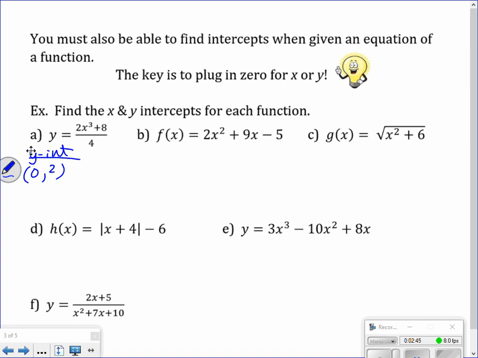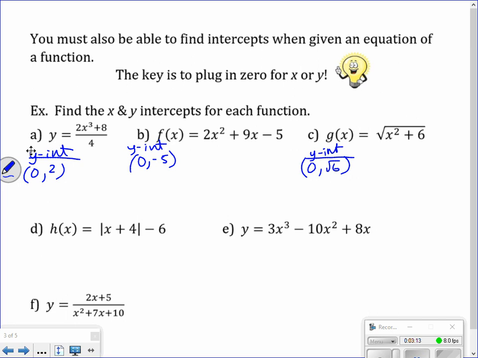In letter B, I plug in 0, so it's kind of like this. This gets wiped out, this gets wiped out, and you got negative 5. So in a polynomial, any constant is going to be your y-intercept. So that would be 0, negative 5. That's my y-intercept. All right, over here, for my square root, my y-intercept is going to be at 0, radical 6.